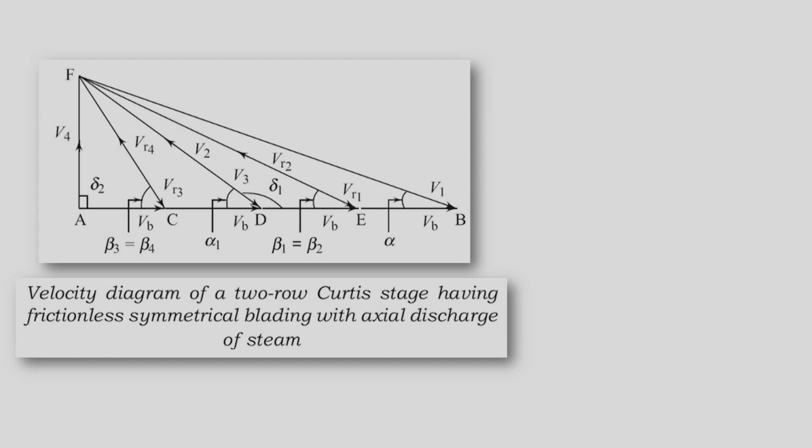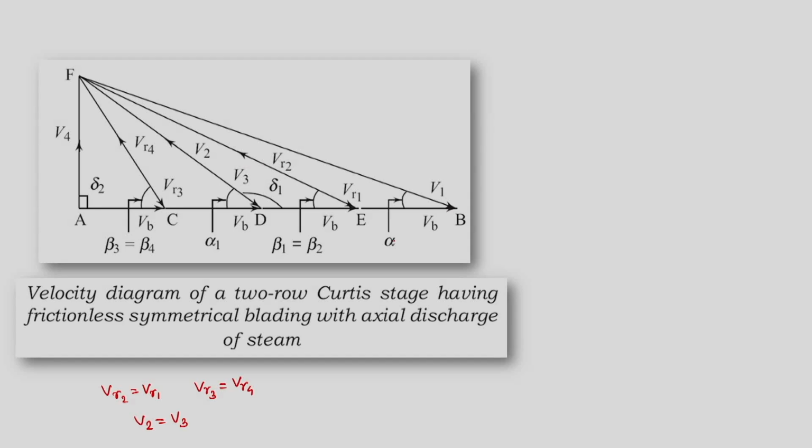So if the blades are frictionless, that means we are considering that VR2 is equal to VR1, or VR3 is equal to VR4, and similarly V2 is equal to V3. This is also what we are saying. So velocity at the exit of the first moving blades is equal to velocity at the exit of the first stationary blades. So the stationary blade is not changing any velocity. So for this particular case, this is the velocity diagram where we will have VR1 equal to VR2.